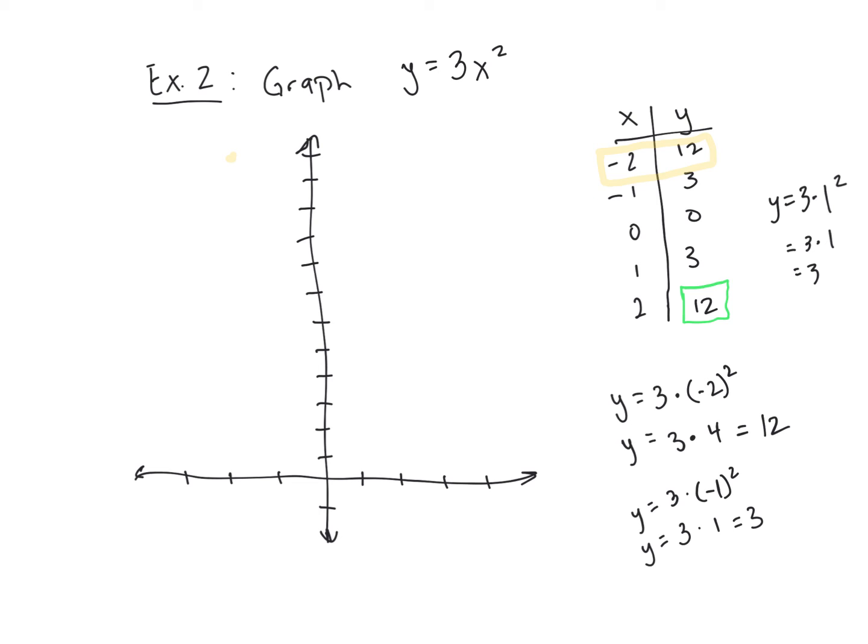And then the second point is going to be -1 and 3, so 1 to the left and 3 up, put us right there. And then the third point, 0 and 0, is the origin, so right at the middle. And then the fourth point is 1 and 3. So 1 to the right and 3 spaces up. And our last point is 2 and 12, which is 2 to the right and all 12 spaces up.